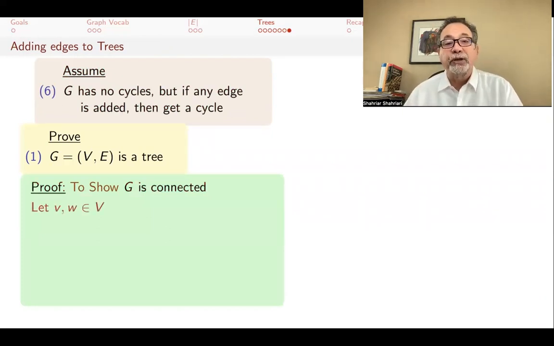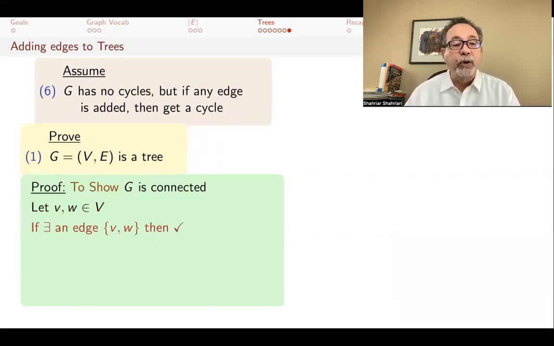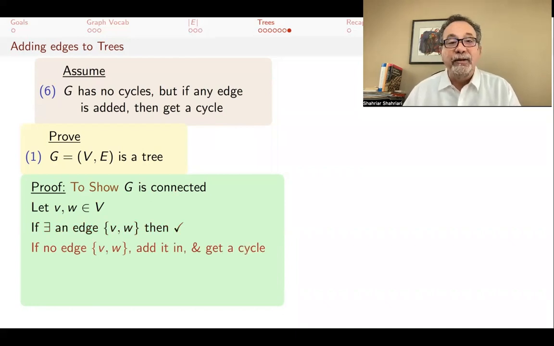So how do I know that? Pick two vertices. How do I know that there's a way to walk from V to W? Well, maybe VW is an edge of the graph. If that's the case, then certainly I can go from V to W. But if there isn't, then add that edge in. You get a new graph, where we have added the edge to G.